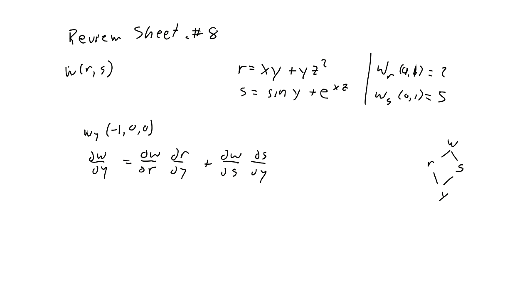Also notice that when x, y, and z are equal to negative 1, 0, 0, R, which is xy plus yz squared, will be equal to 0. And S is sine y plus e to the xz, that'll be sine of 0, which is 0, plus e to the 0, which is 1. So when x, y, and z are negative 1, 0, 0, then R and S are 0 and 1.